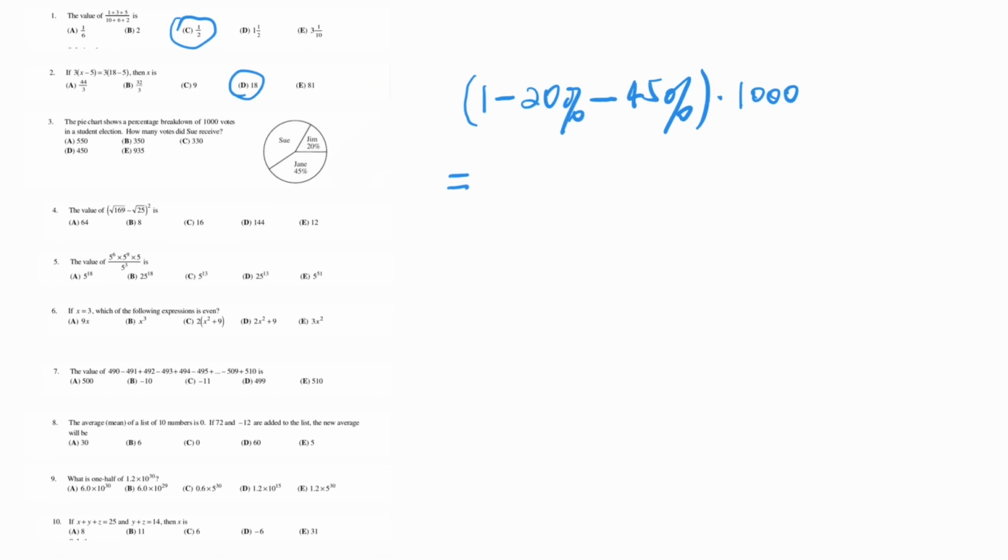So 1 minus 20% minus 45%. That's 35% times 1,000. Percentage cancels 2, so 35 times 10, that's 350. So Sue received 350 votes. That's the answer B.